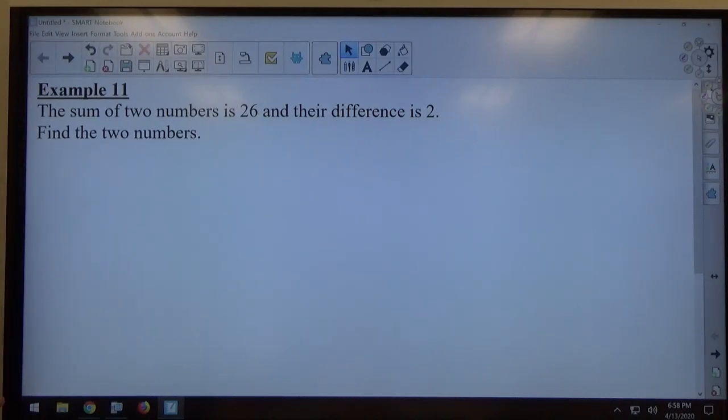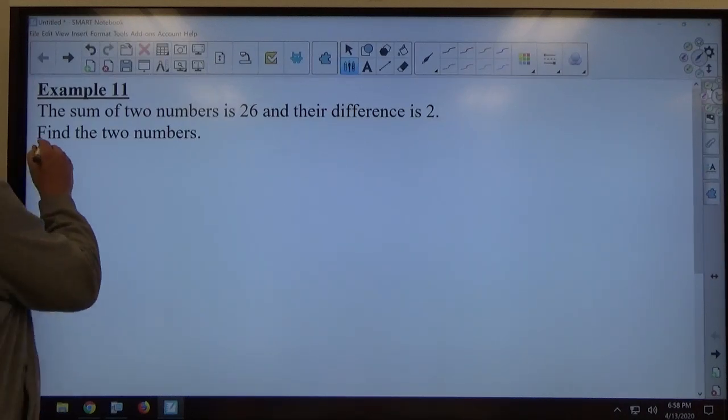Okay, so the last section of chapter 11.1 is going to be word problems involving a system of two equations. The example problems I have here kind of give you a feel for what's going to happen, but they might get a little more involved than this. For example 11, the sum of two numbers is 26, their difference is 2. So it says find the two numbers.